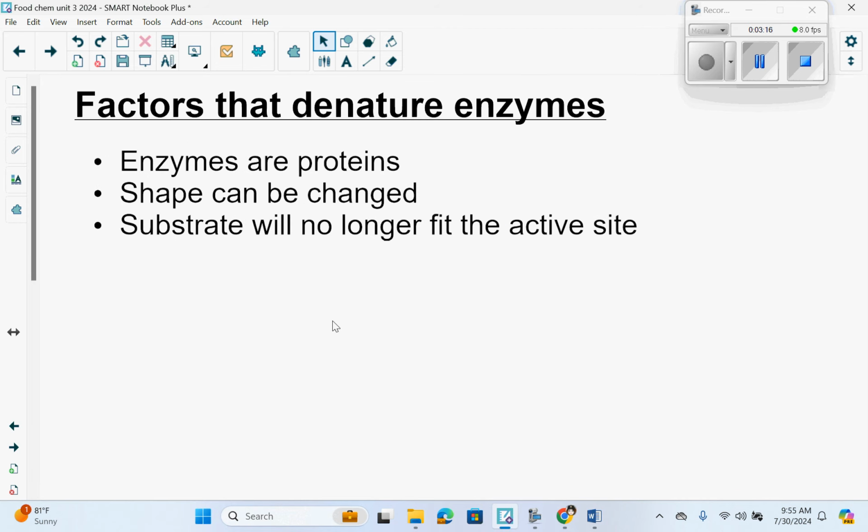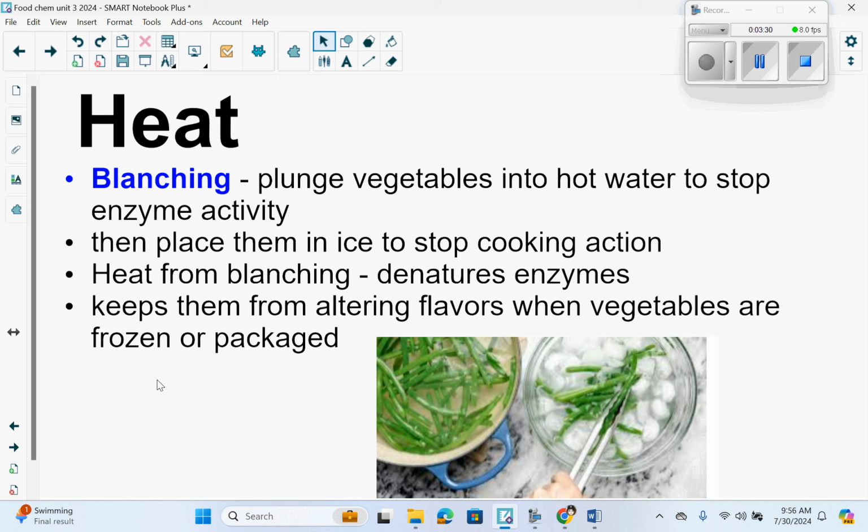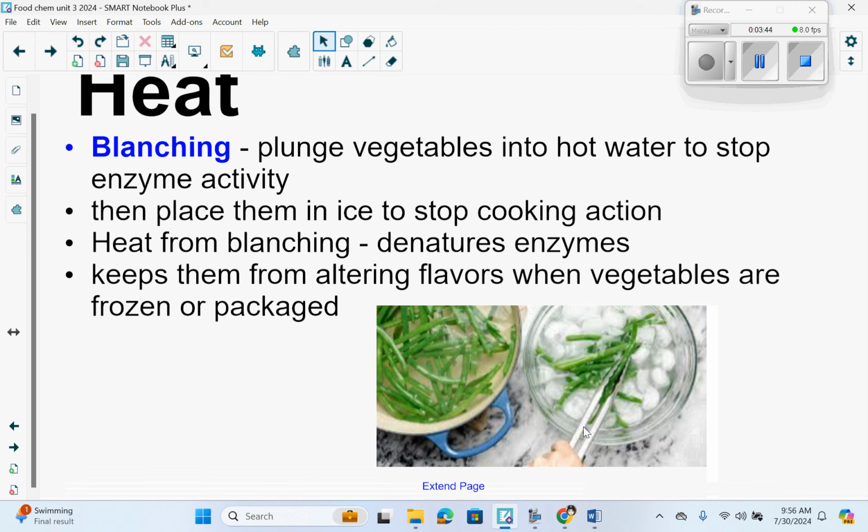Factors that denature enzymes. Enzymes are proteins. Their shape can be changed. If this happens, the substrate will no longer fit the active site. Heat. Blanching is where you plunge vegetables into hot water to stop the enzyme activity. Then after maybe like 5 minutes, you place them in ice to stop the cooking action. So the heat from the blanching denatures the enzymes. It keeps them from altering flavors when vegetables are frozen or packaged. And it often gives them that nice bright color.